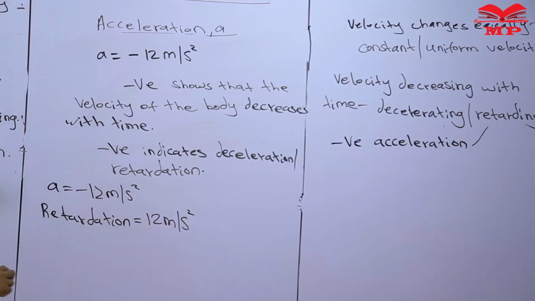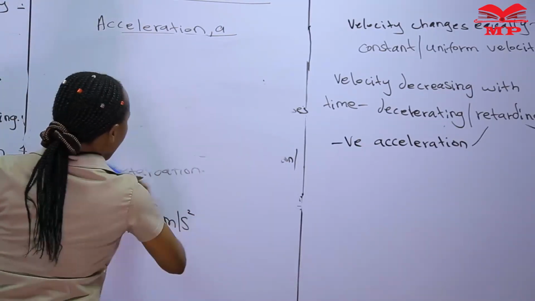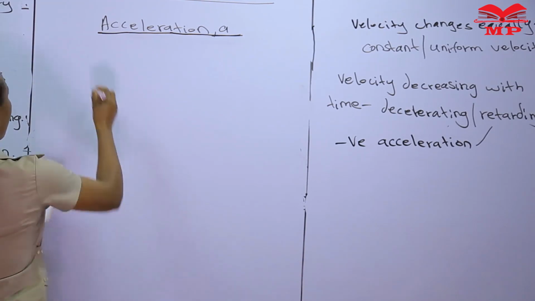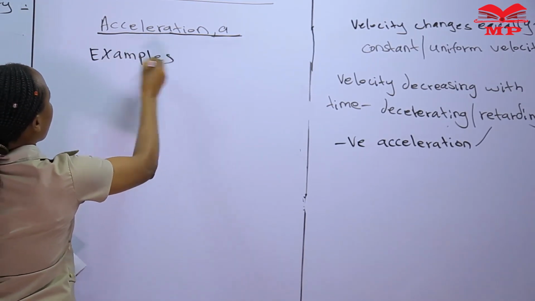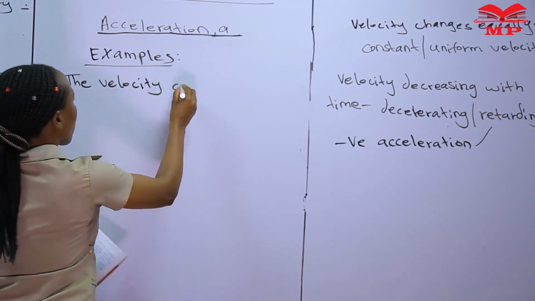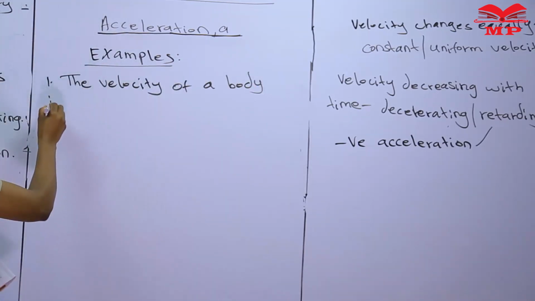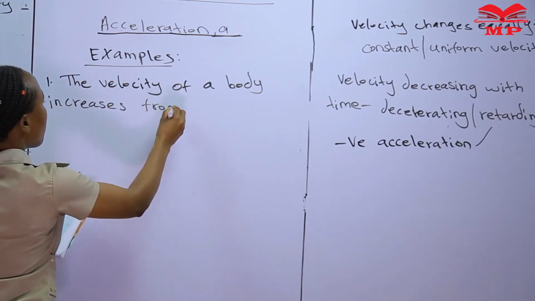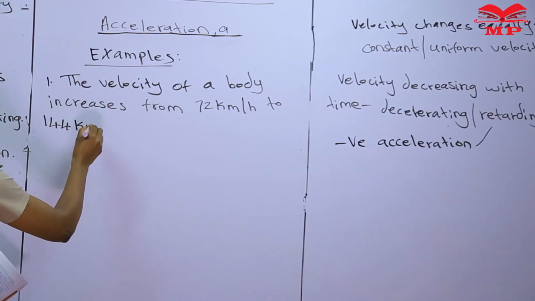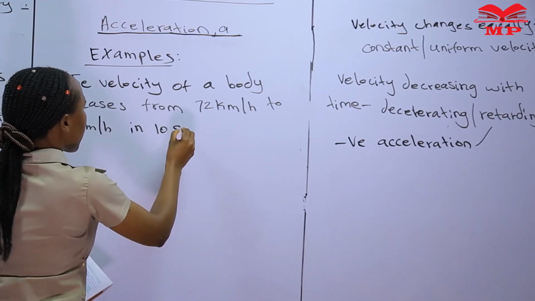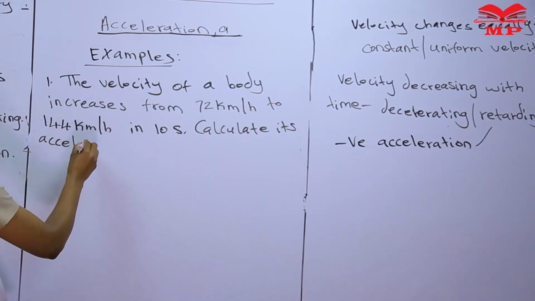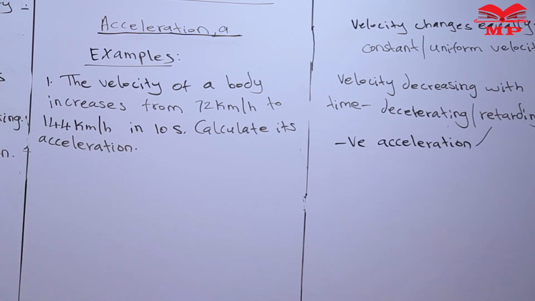I want us to do some examples on this. Example number one: the velocity of a body increases from 72 kilometers per hour to 144 kilometers per hour in 10 seconds. Calculate its acceleration.